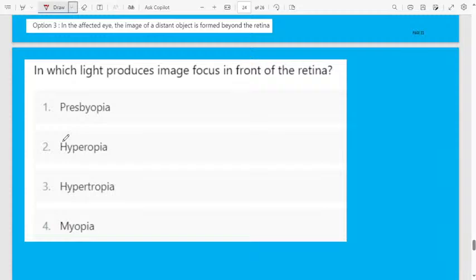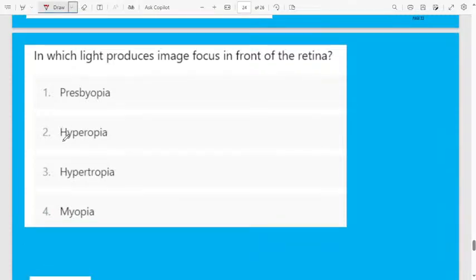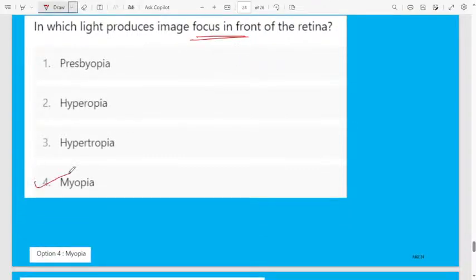Next, in which defect does light produce an image focus in front of the retina? First option, presbyopia. Second, hypermetropia. Third option, hypotropia. Fourth one, myopia. In myopia, what will happen? The image will form in front of the retina. That is myopia.